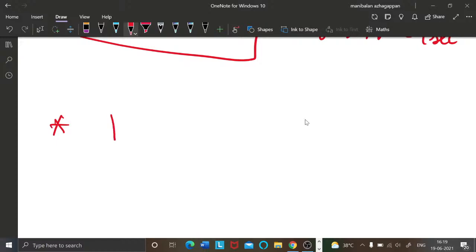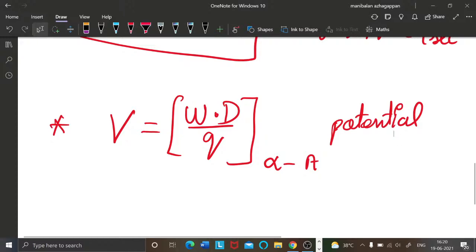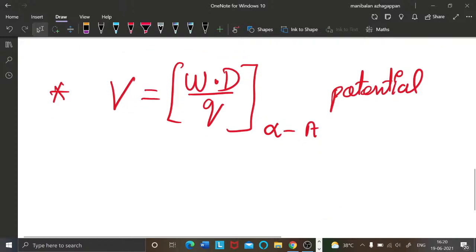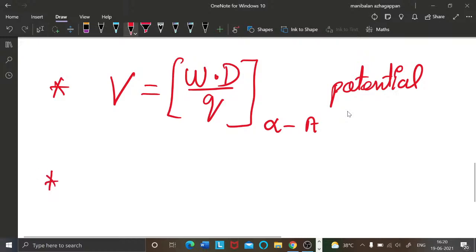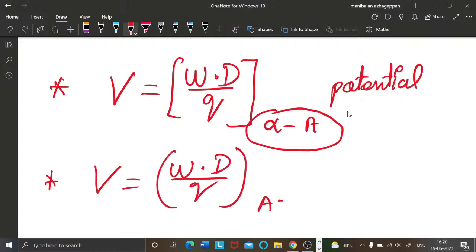Second one, voltage. Voltage is defined as the work done per unit positive charge in bringing it from infinity to one point. We can take it as potential. This definition will be a little bit difficult to understand, I'll make you understand. Potential is work done per unit charge bringing it from infinity to one point. The same thing, work done per unit positive charge bringing it from one point to another point, we can take as potential difference.